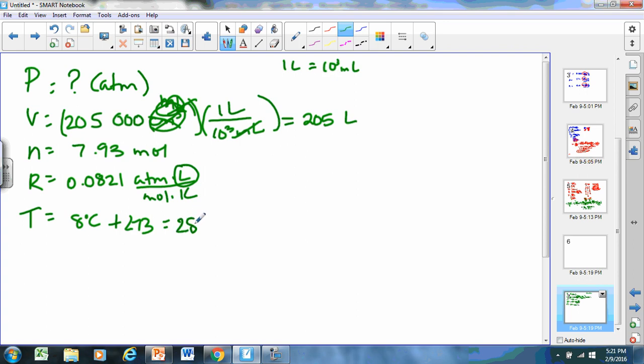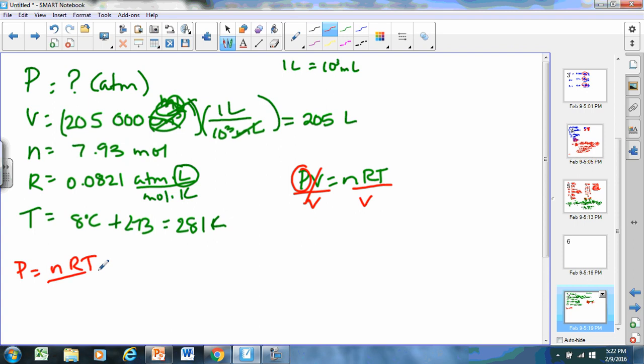So now we have 281 K, and now here's my PV equals nRT equation. This time, switching colors, we're solving for P. So we have to isolate P. We have to get whatever is attached to P gone. So I'm going to divide both sides by V, and this cancels this, and you end up with P equals nRT over V.